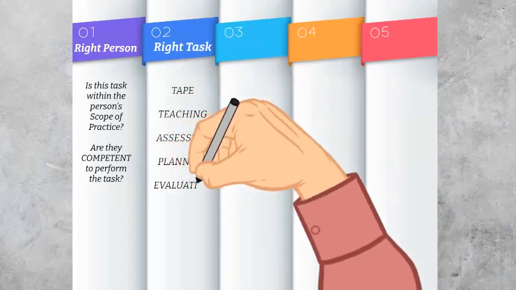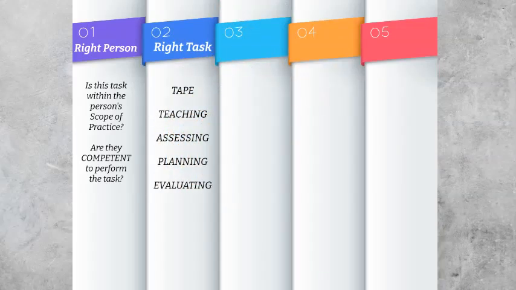Next, we need to ask ourselves, is this the right task? Is the task itself appropriate to delegate? If we're delegating to an LPN or assistive personnel, we need to ask ourselves if this is a task that only the RN should perform. And how do we know? Well, now is when we think back and we think about TAPE: teaching, assessing, planning, and evaluating. And if the task requires any of these, then only an RN can perform the task. So if it requires TAPE, don't delegate.